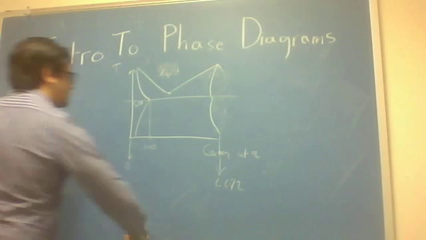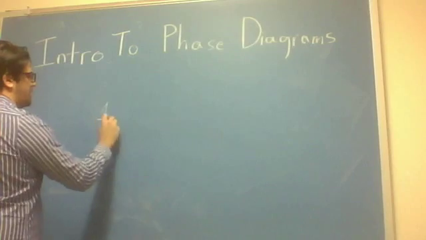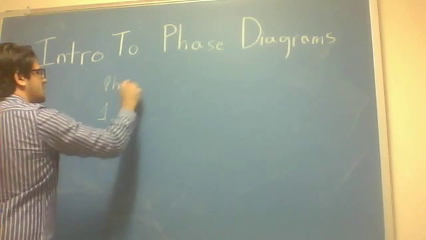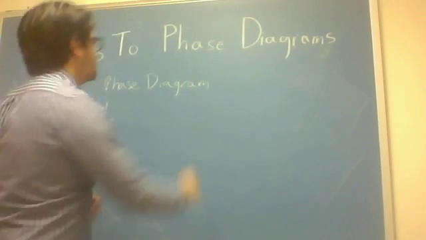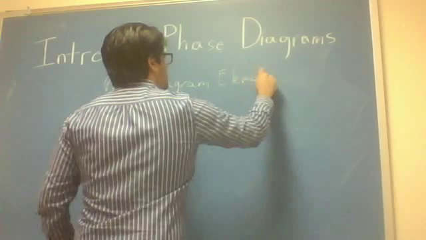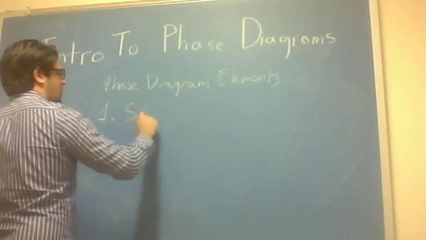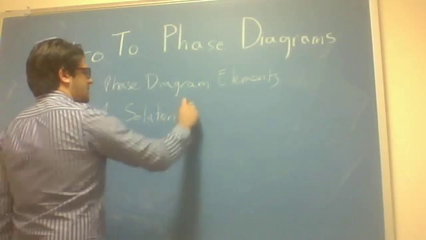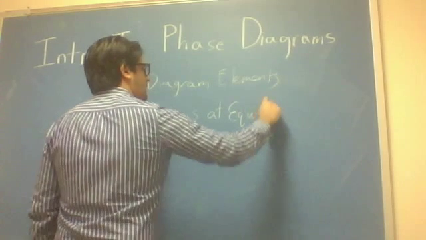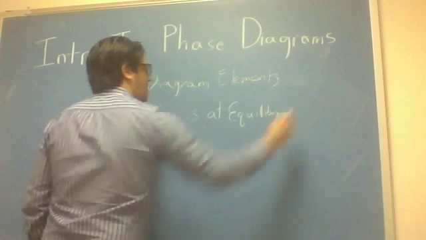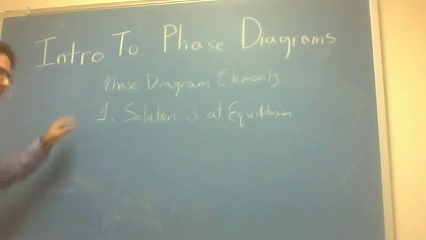All right, so I'm done with the examples. So what constitutes a phase diagram? Well, the first thing that constitutes a phase diagram, the phase diagram elements, is that the solution, or whatever you're modeling, is at equilibrium. You must assume that because you'll never have time in a phase diagram. So that's the reason why the solution is going to be at equilibrium.